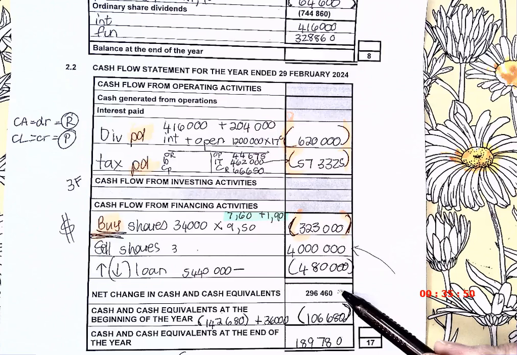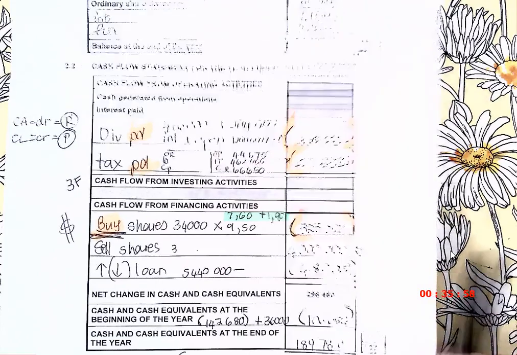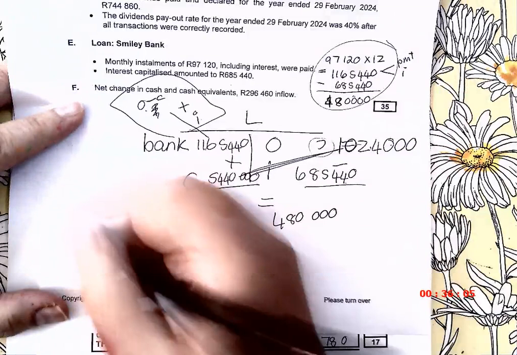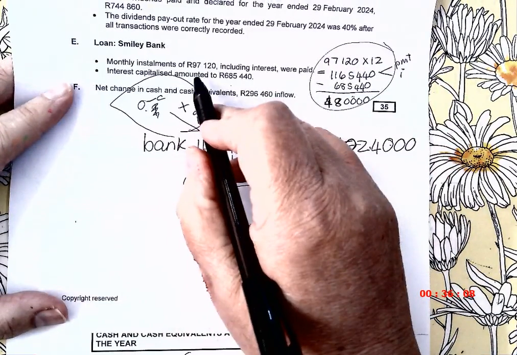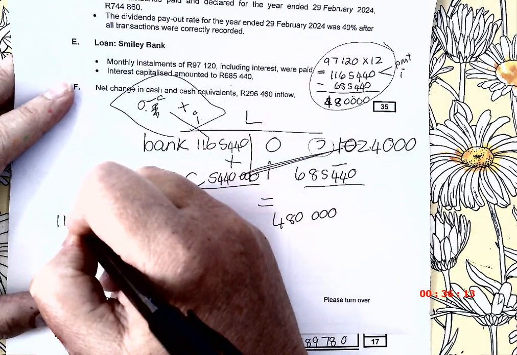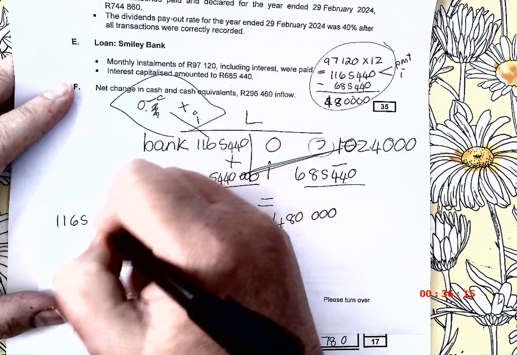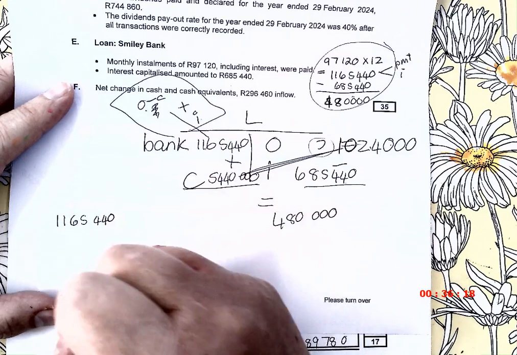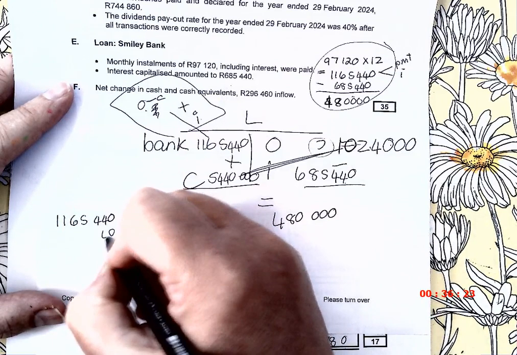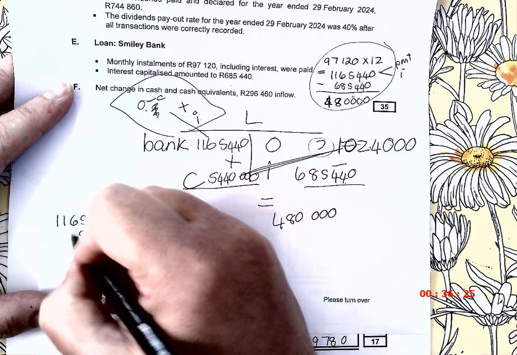What is wrong? Which part of the loan? And when you find a difference, it's wrong. Okay, so let's try it again. If I say 97,120 times 12, I get 1,165,440. Is that what you get? Did you get that? They give me the interest is 685,440. So subtract it.